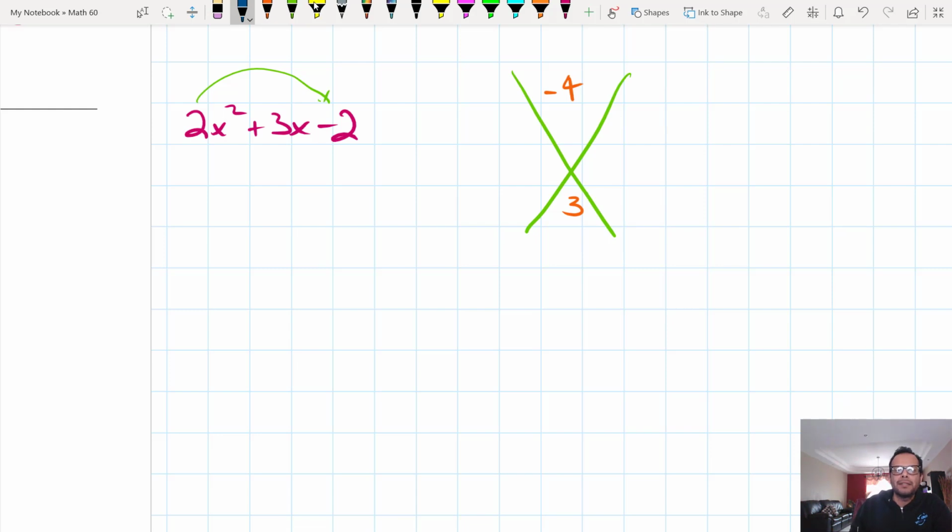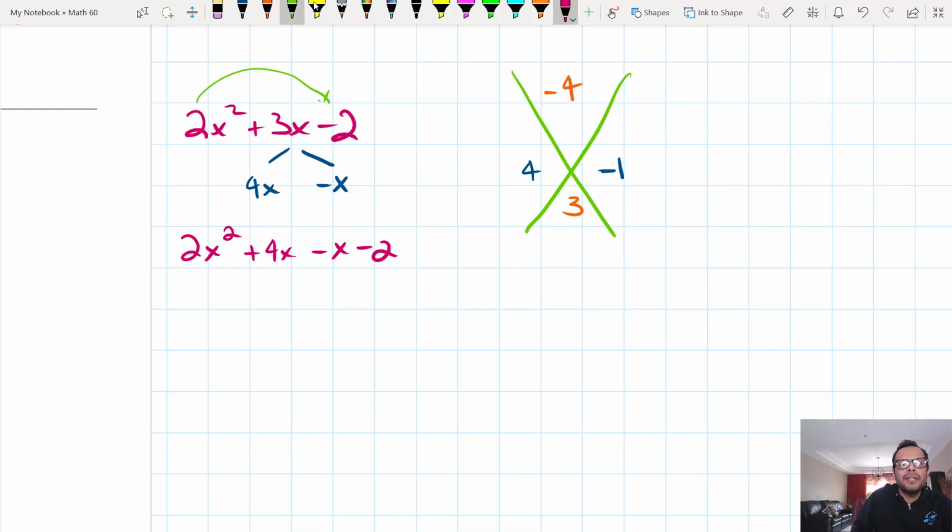In this case, 4 and 1, and we want a positive sum. So let's make sure to give the negative sign to the smallest of them, right? So split the middle term into the sum of these two numbers that we obtained using the diamond method. So let me write it down again. 2x squared plus 4x minus x minus 2. And because we have 4 terms, use factor by grouping.